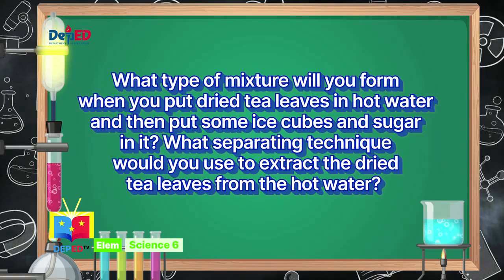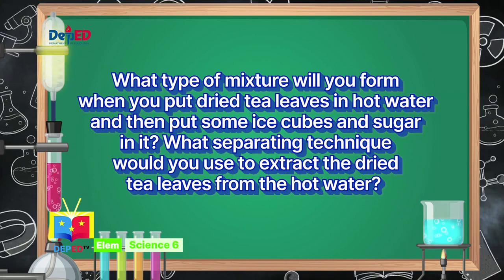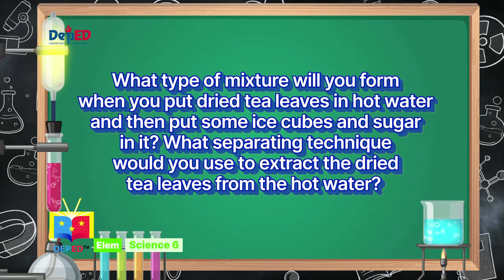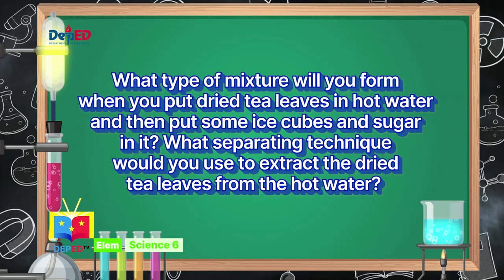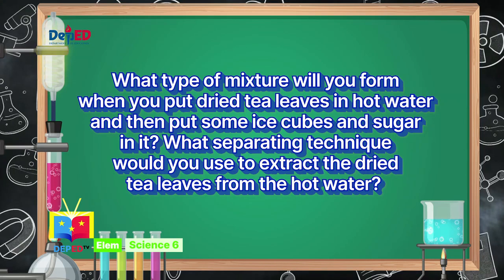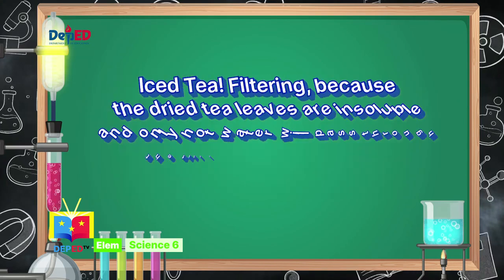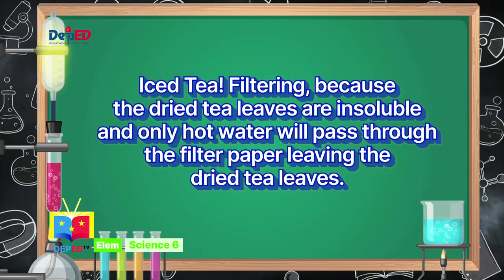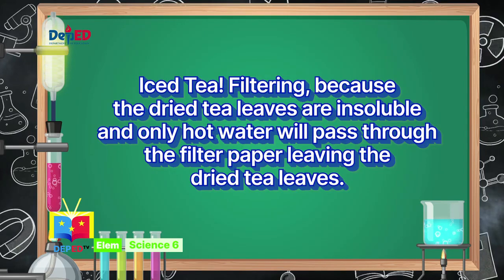Number 2. What type of mixture will you form when you put dried tea leaves in hot water and then put some ice cubes and sugar in it? What separating technique would you use to extract the dried tea leaves from the hot water? Great! Iced tea. Filtering, because the dried tea leaves are insoluble and only hot water will pass through the filter paper, leaving the dried tea leaves.